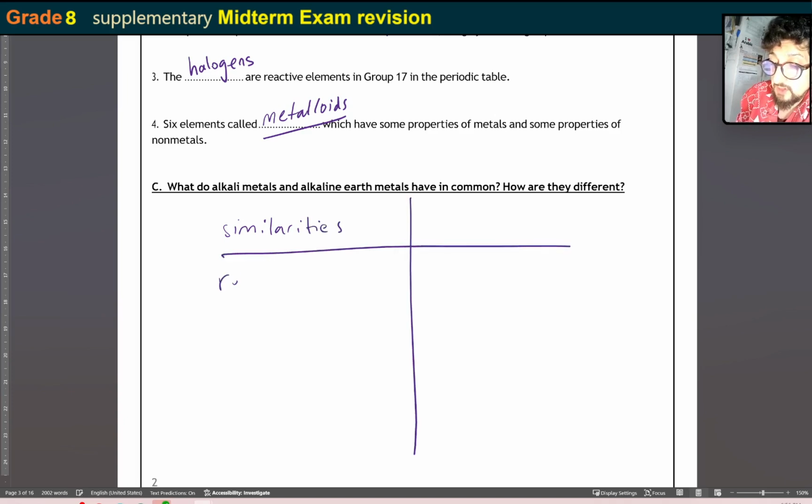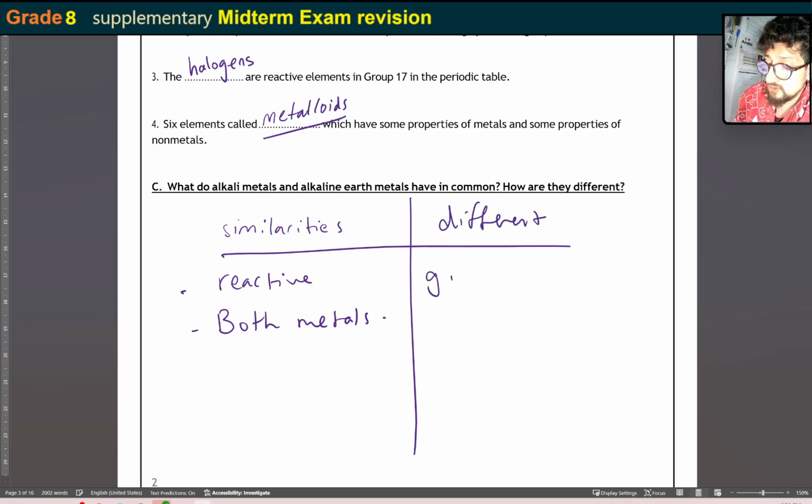Okay. Both reactive. Both metals. And so they're both kind of reactive. Of course, alkali metals are way more reactive than alkaline earth metals. They're both metals, and so therefore they're both malleable and ductile and sonorous and all sorts of things. How are they different?